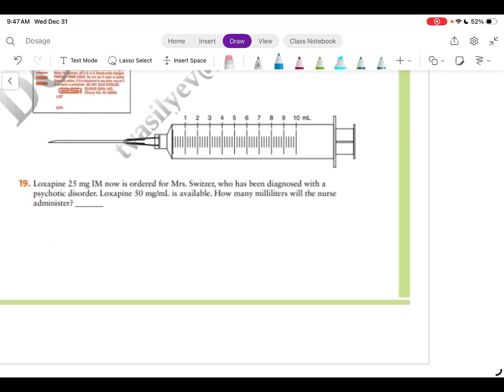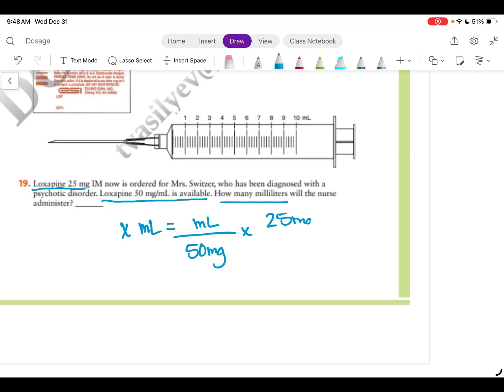All right, number 19. So loxapine 25 is ordered. This is what you have available. All right, 50 milligrams in a milliliter. And how many milliliters will you give? If you're a math whiz, you know that the answer is 0.5. But let's math it out. Right, X mL. Right, 1 milliliter is equal to 50. Order. Right, 25 divided by 50 is going to give you that 0.5.